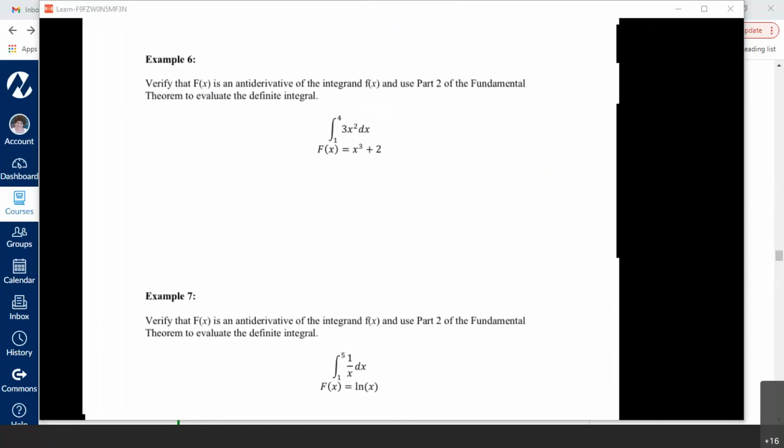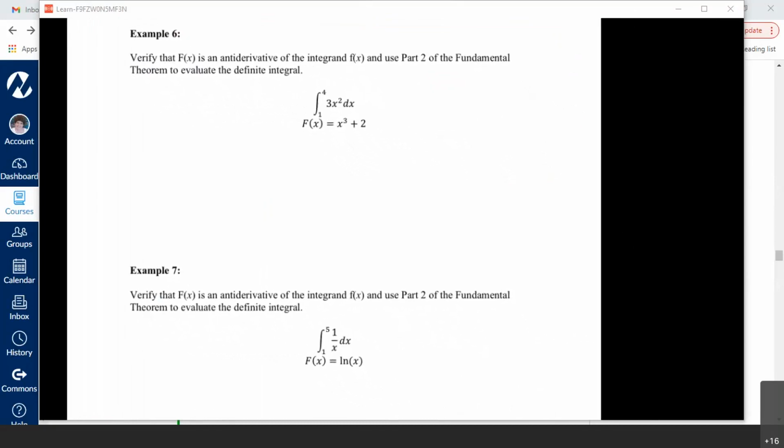These examples, again, are preliminary to launching a whole bunch of rules and processes for you, which will be what we get into next week. They just want you to play around with verifying that they came up with the right integrals. So they're saying verify that capital F of x is an antiderivative of this integral. Use part 2 of the fundamental theorem to evaluate.